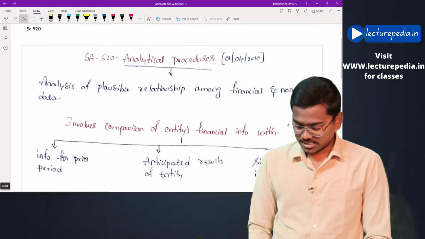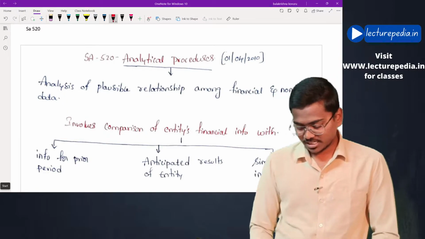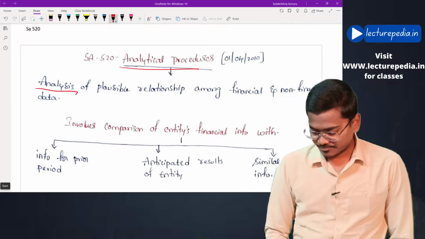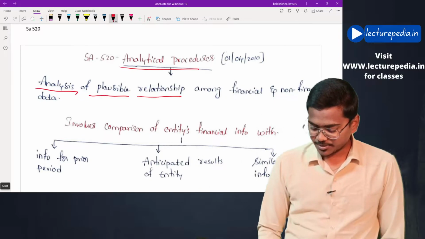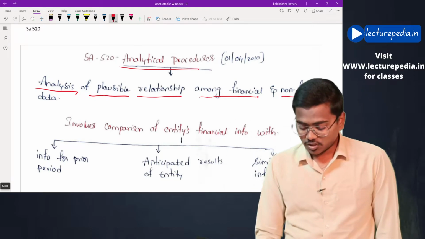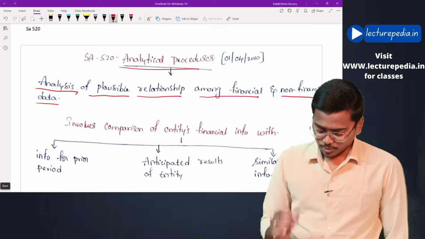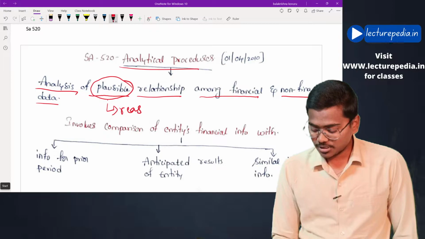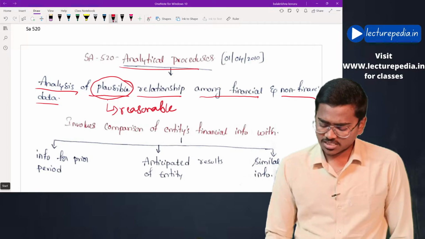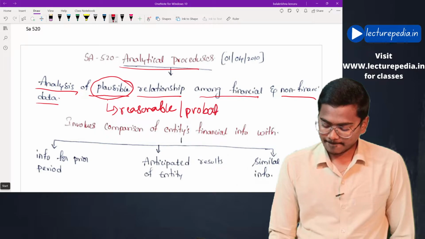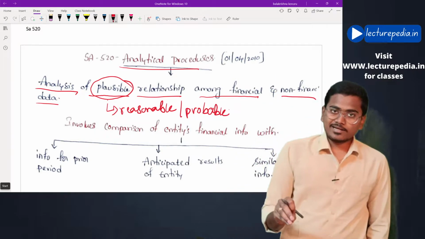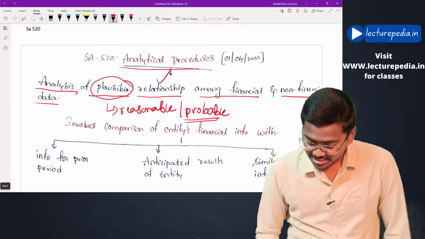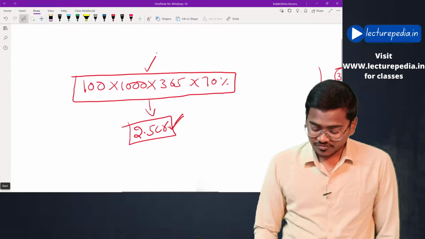Now let us see the definition of analytical procedure. What is meant by analytical procedure? Basically, analytical procedure is the analysis of plausible relationships among financial and non-financial data. Plausible, what is meant by this plausible? Plausible means you can say it as reasonable or probable. Basically, under analytical procedure, the auditor will analyze the probable relationship between financial and non-financial data.